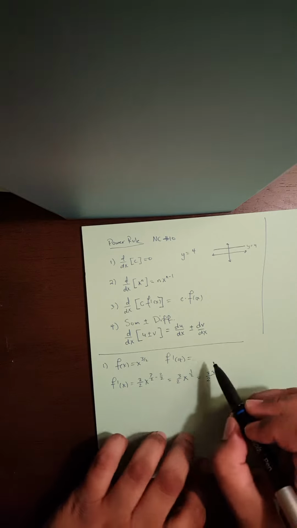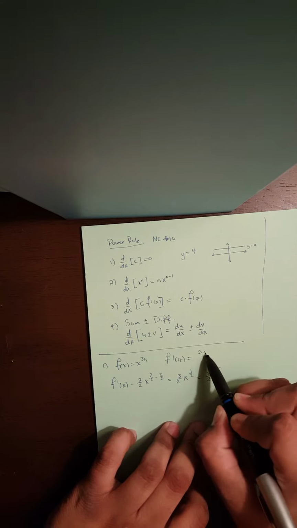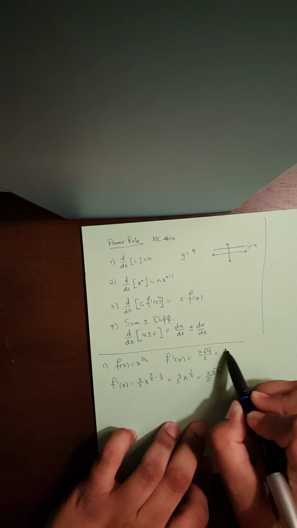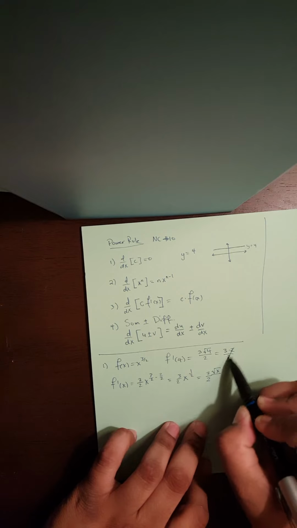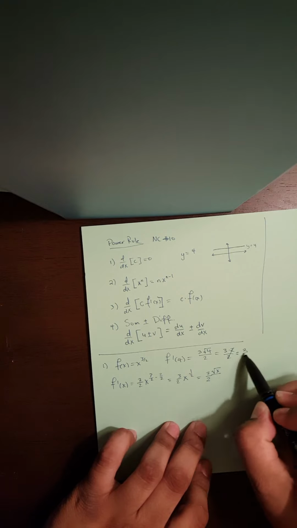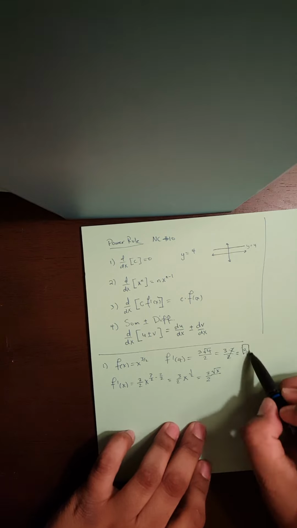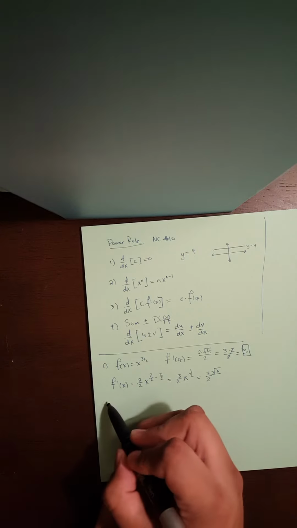Now I'm going to plug it in. I'm going to get 3 square root of 4 over 2. So we get 3 times 2 over 2, and this reduces to a 1, so we're just left with a 3. So my answer for that one is 3.